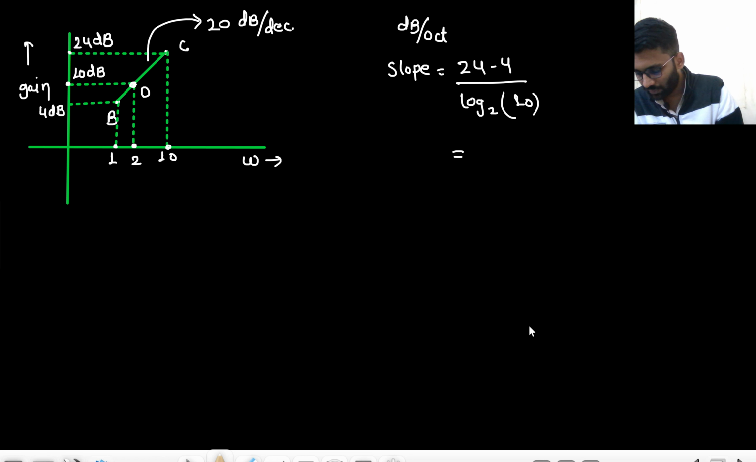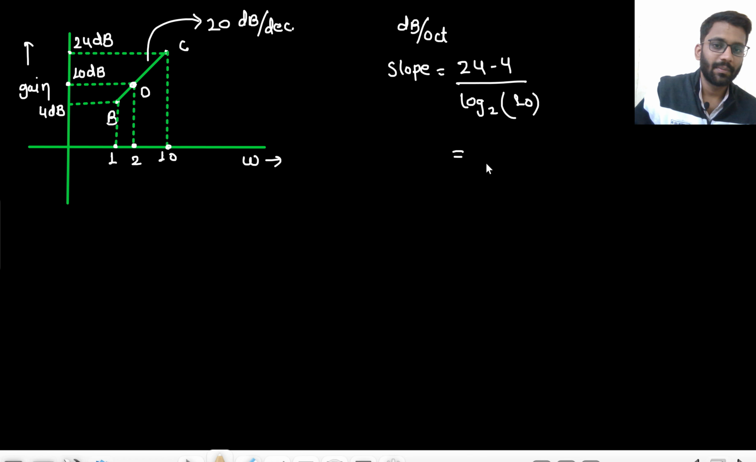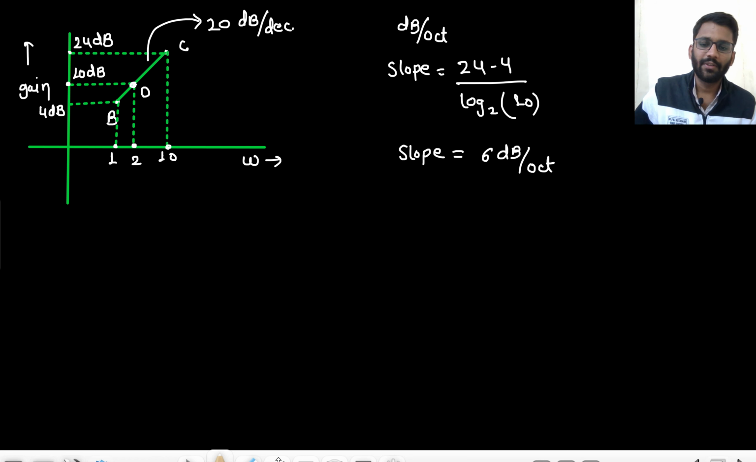So, 2 log 10 2. 10 log 2 reciprocal into 20. So, we are getting 6 dB per octave. Now, why did I find this value then?